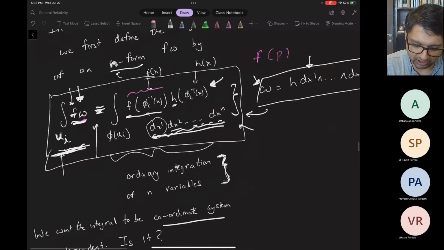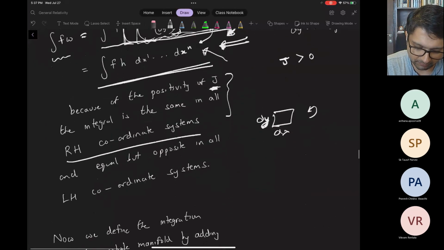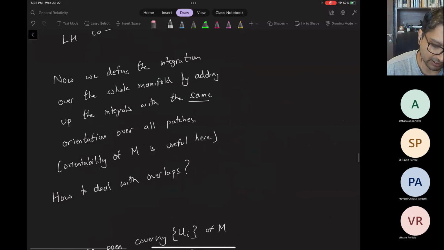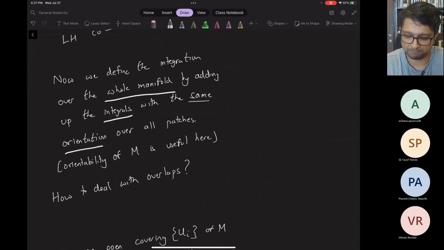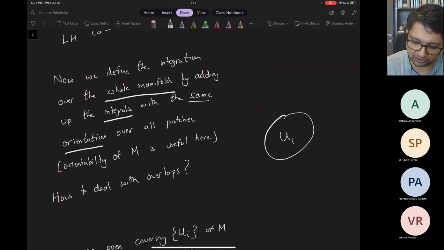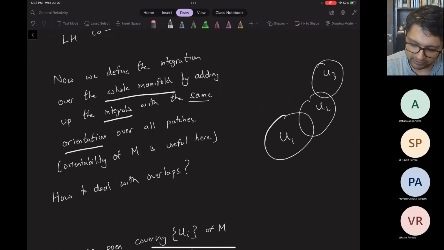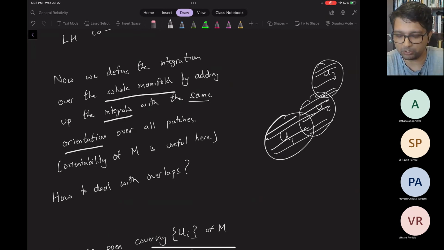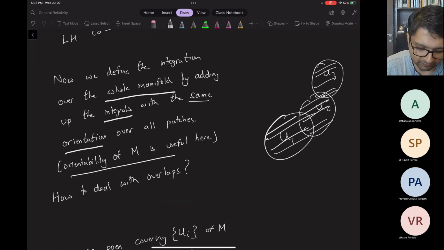So our strategy now is, now that we've defined the integration over a patch, we want to define the integration over the whole manifold by adding up the integrals with the same orientation in all the patches. That is, now we have this patch, other patches, and we want to define the integration over this, plus the integration over this, plus the integration over this, but we want to integrate them with the same orientation. Okay. So the orientability of M will be useful.